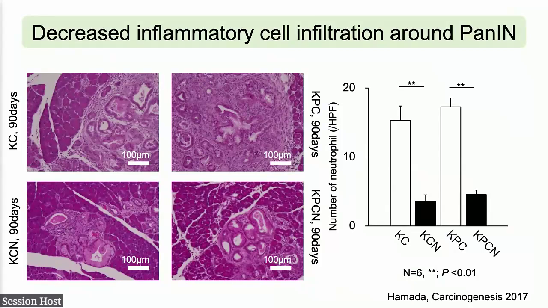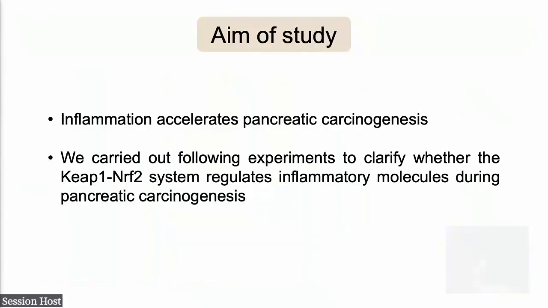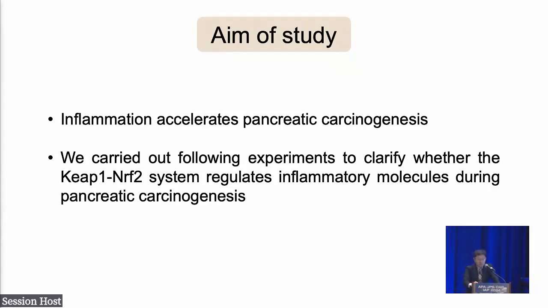And PanIN lesions developed in mutant KRAS and mutant KRAS P53 expressing mice were accompanied by inflammatory cell infiltration. Deletion of NRF2 also decreased inflammatory cells around PanIN. As reported previously, inflammation accelerates pancreatic carcinogenesis. And we carried out the following experiments to clarify whether the KEAP1-NRF2 system regulates inflammatory molecules during pancreatic carcinogenesis.